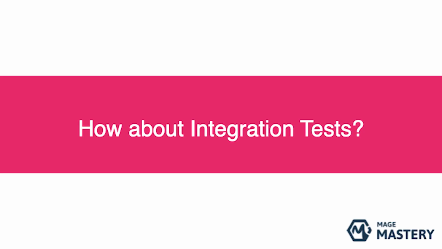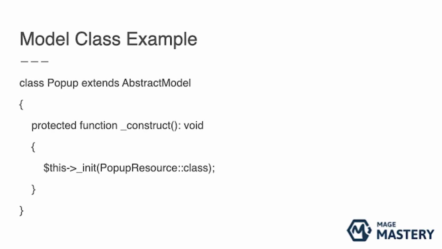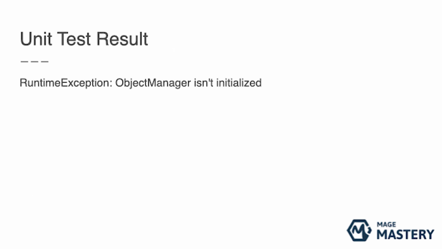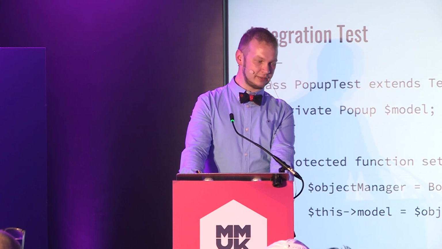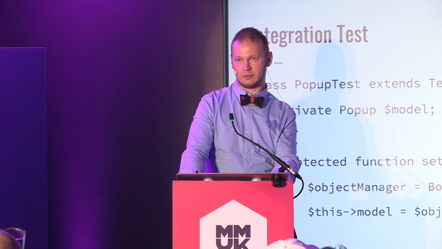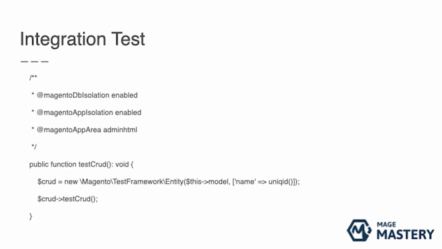Let's say we have a model that has this protected function construct, a very famous method. When we write a unit test, it's basically impossible to write a unit test for a model; it will show a runtime exception, object manager isn't initialized. In this case, there are some legacy classes where you can go ahead and add integration tests. So you use the object manager from a test framework, you instantiate a new instance of a class, and then you can, for example, test CRUD, create, read, update, delete operations with the help of an entity class that comes from a test framework.